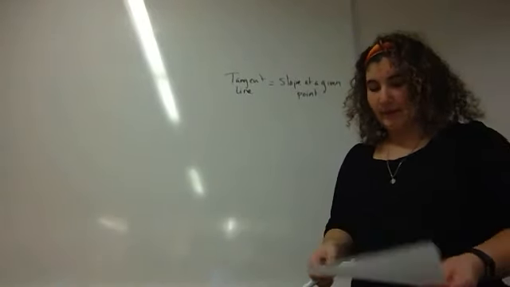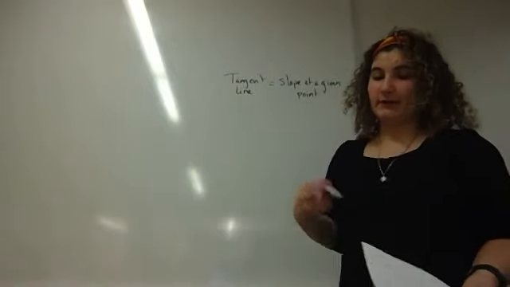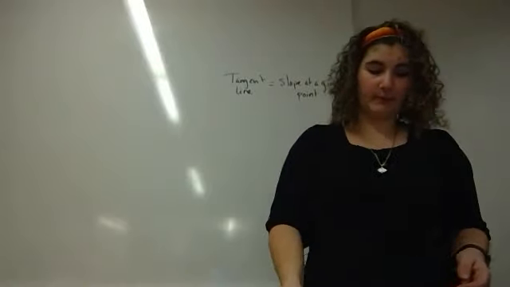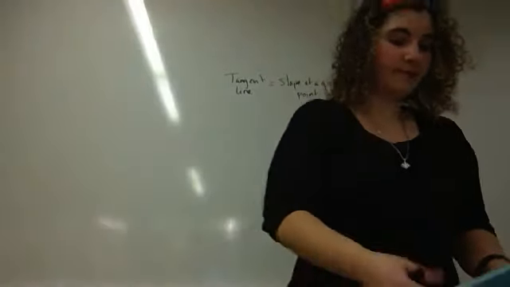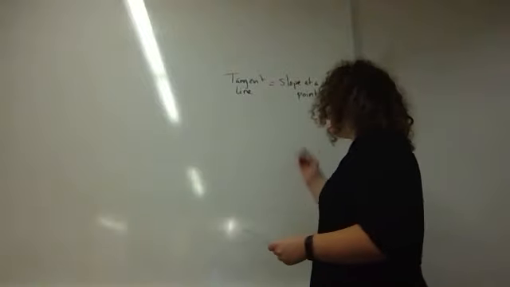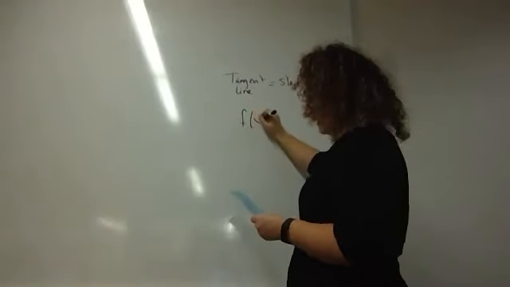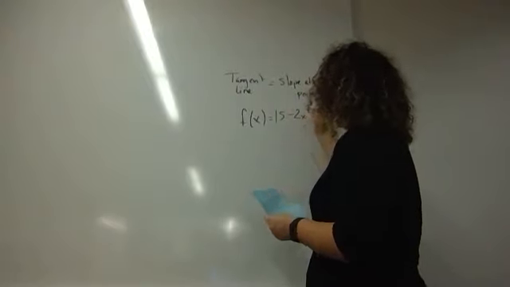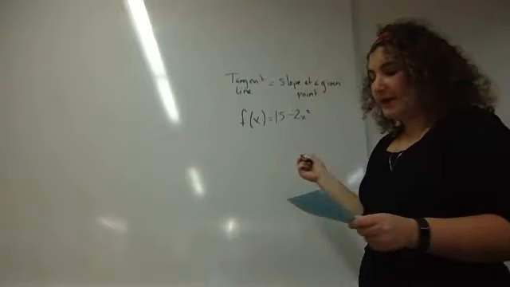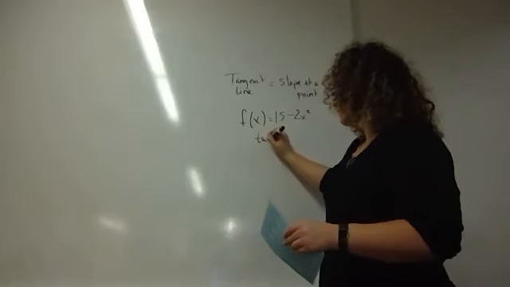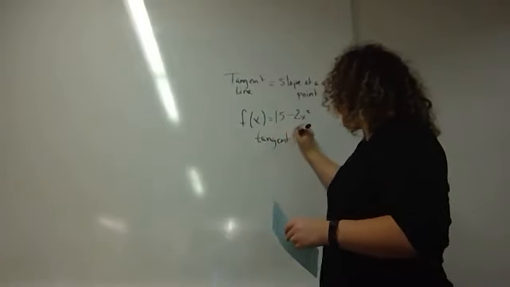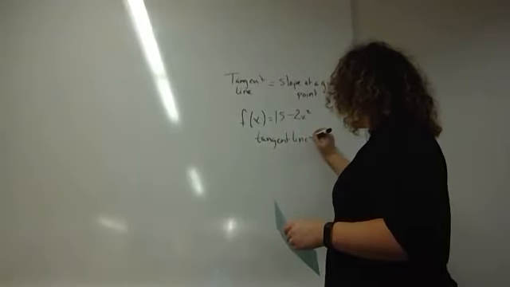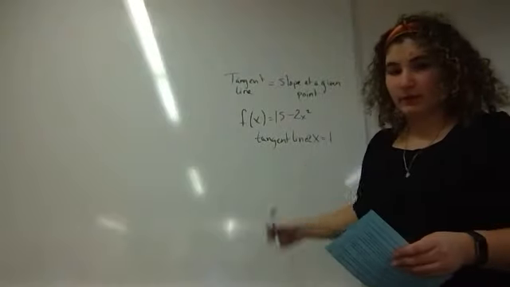Okay. So if we're given a line and we're trying to find the tangent line, we have to take the derivative to even see what that tangent line is going to look like and how it's going to respond. So say you're given an equation of a line, f of x equals 15 minus 2x squared, and it says find the tangent line at x equals 1. So how would you do that?